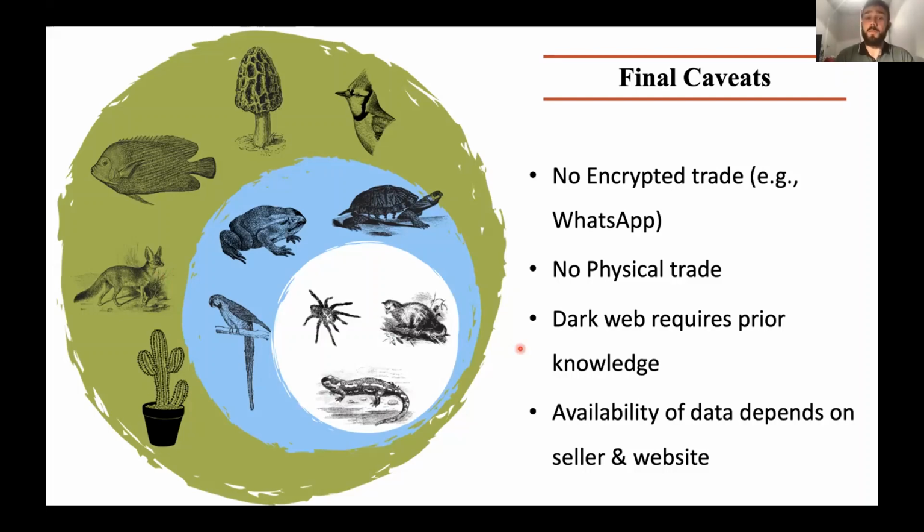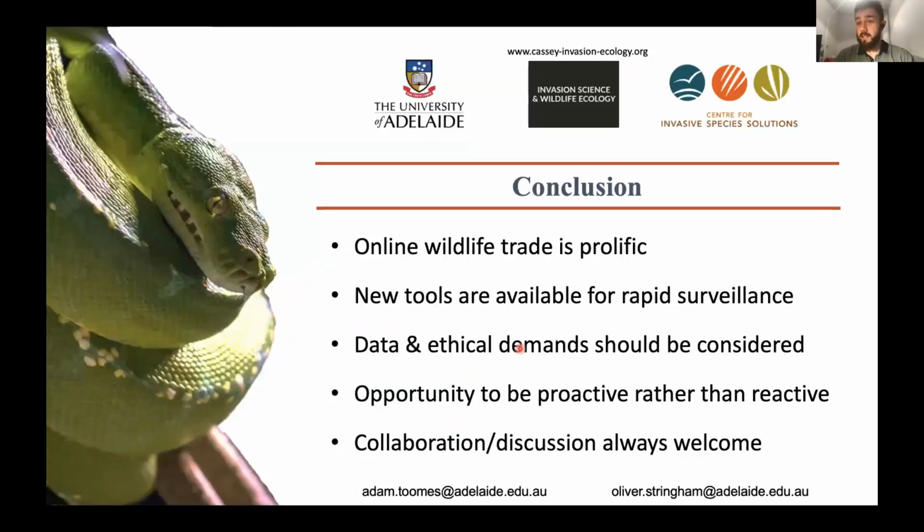So just to conclude, the online wildlife trade is clearly prolific and rapidly growing every year, but we have new tools available to match the scale of trade with the scale of our surveillance. However, there are certain data and ethical demands that need to be seriously considered, but this is an opportunity to be proactive rather than reactive and detect potentially problematic trends before they actually start to have ecosystem level impacts.